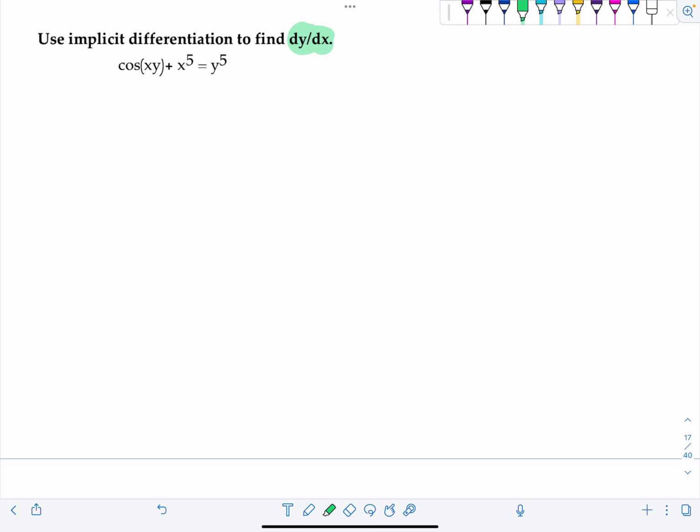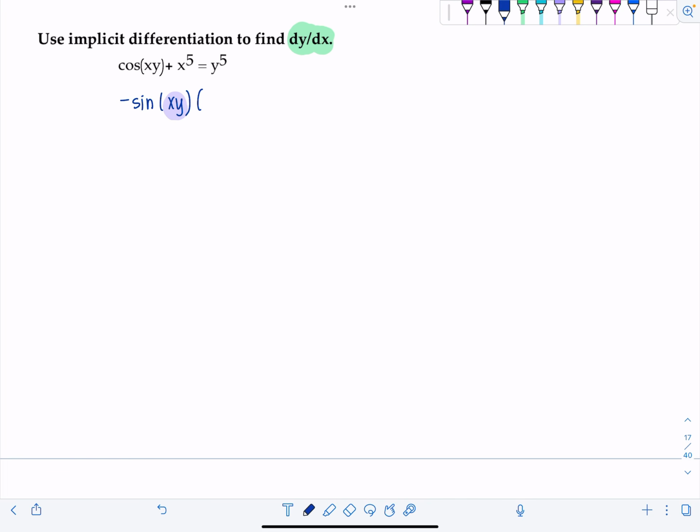Watch and see. So here we have cosine of x times y plus x to the fifth equals y to the fifth. So here's how you got to think about it. What's the derivative of cosine something? Why, it's negative sine something. Okay, great. So negative sine, here's the something. I'm not touching it. And then the chain rule tells me now I'm going to multiply by the derivative of the something, namely xy. Well, derivative of x times y, I need to bust out the product rule, right? Because we have a product of two functions. Both x and y are variables.